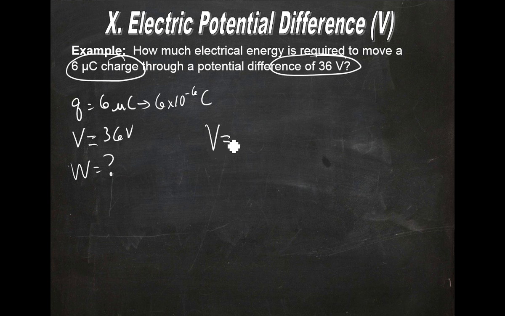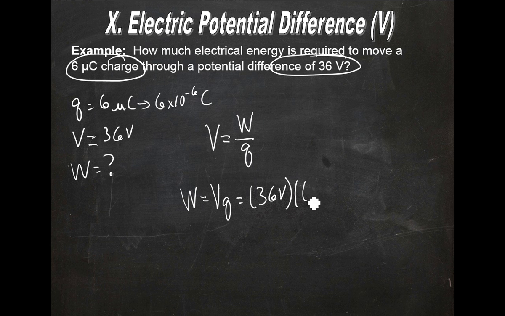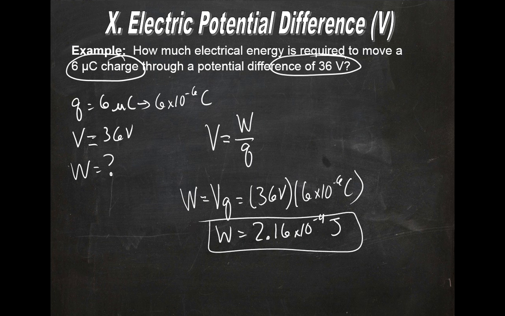So our equation is V is equal to W over Q. Manipulating this around, W equals V times Q. So we take the potential difference, which is 36 volts, multiplied by the charge, which is 6 times 10 to the negative 6 coulombs. We'll work out the math there. Turns out to be 2.16 times 10 to the negative 4 joules. So that's how much energy it would take to move that amount of charge through the potential difference of 36 volts. Look at this last one.